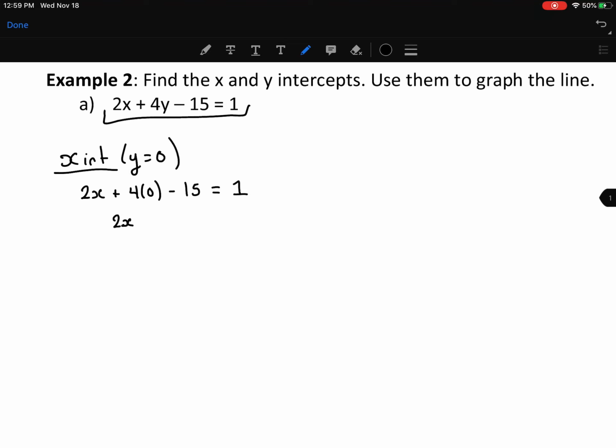All right, and now let's see. We actually have to solve what is x. So we'll get 2x. Well, 4 times 0 is nothing. That just disappears. And we get this. And now let's solve for x.